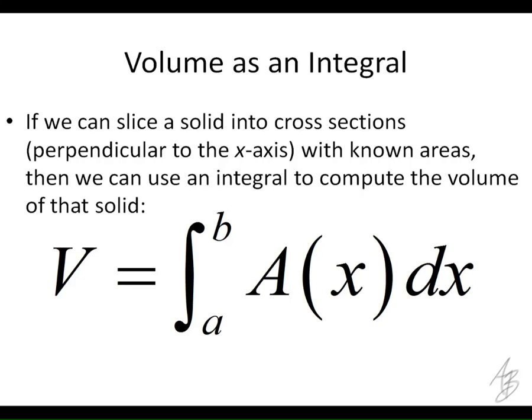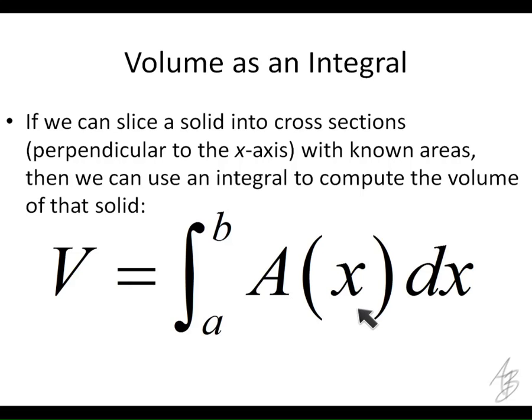Okay, so this is a formula. I want you to just write it down real quick. You don't need to write down the conditional part here, or the hypothesis part of this theorem. I want you to just write this down. The volume of anything is going to be the integral of the area of the cross-section. So this A here is the area of the cross-section.